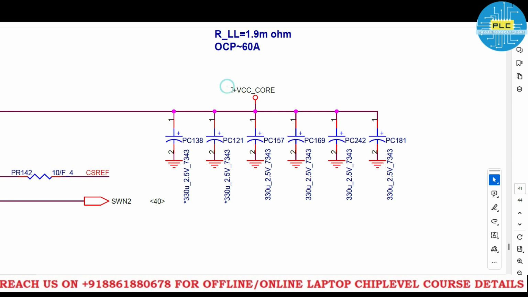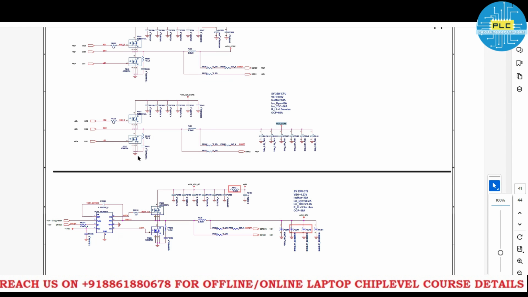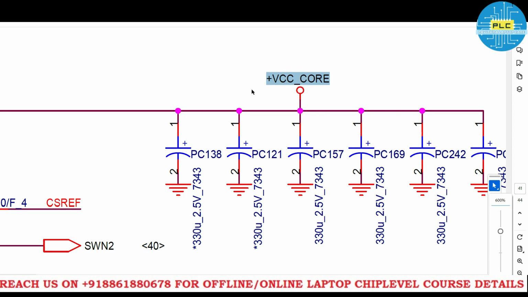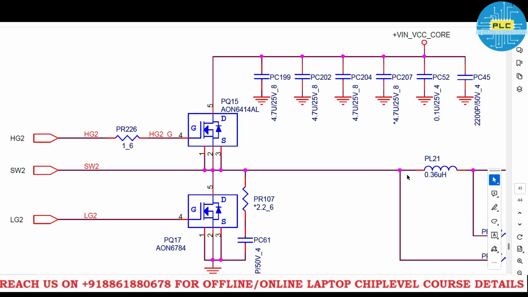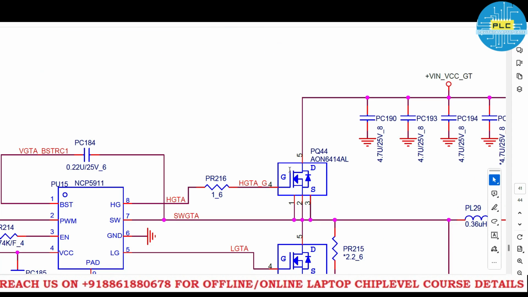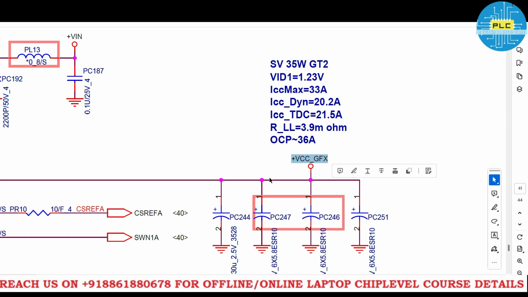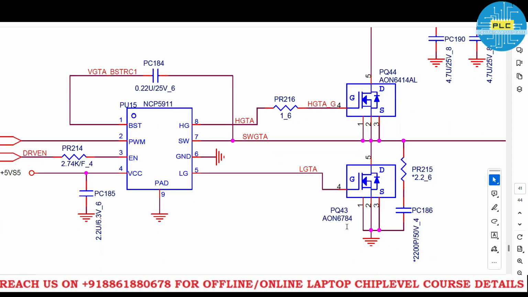See, VCC core, it's a single one, which means it's the basic one, only one is there, right? Check once again. Here this part will give VCC core. See, only one, that is PL21, and the second one is VCC GFX. It means the processor is included in this one, GFX core. So it means it has GFX and CPU.